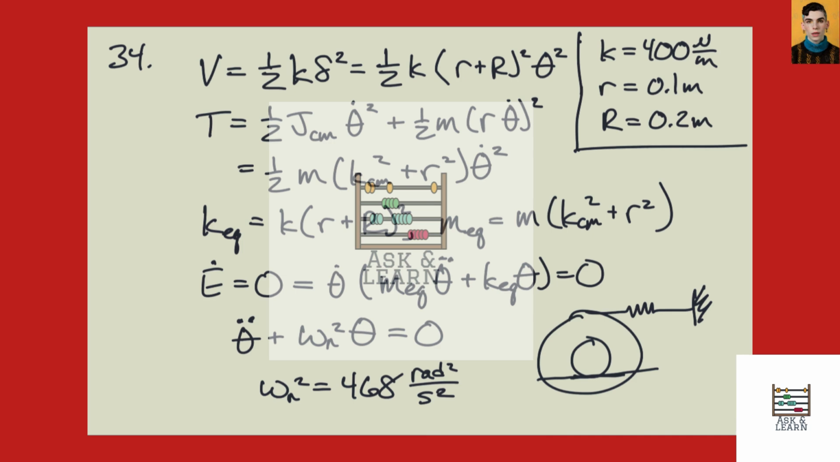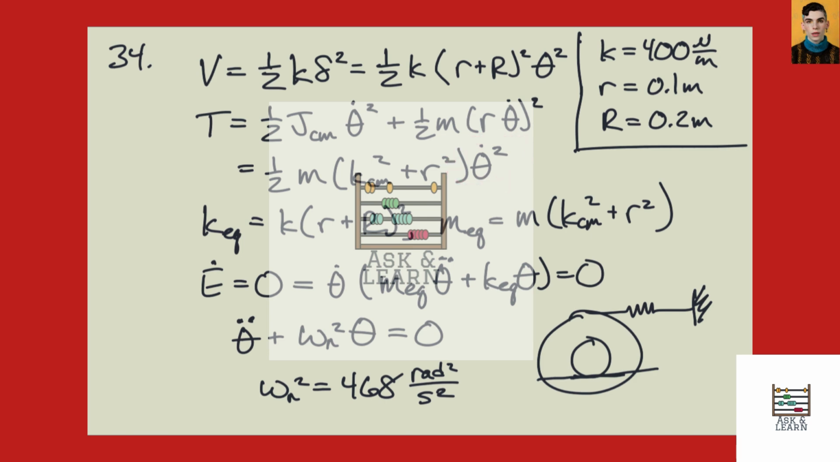Now we're given the moment of inertia about the center of mass of this thing in terms of a radius of gyration. So we have the rotational energy about the center of mass plus the translational energy of the center of mass. Because it's not slipping at this point here, the translational velocity is r theta dot. So in the end we get T equals 1/2 (k_cm squared plus little r squared) times theta dot squared.